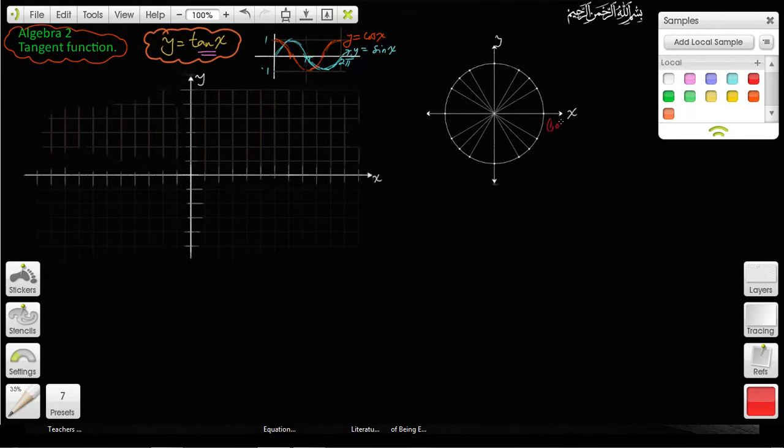X is 1 and y is 0. Here x is 0, y is 1, and x is -1, y is 0, and x is 0, y is -1. And if you recall, this was 0, this was pi over 2, this was pi, 360 degrees is 2 pi, and this is 3 pi over 2. And 45 degrees ends up being quite important to us, and that's pi over 4.